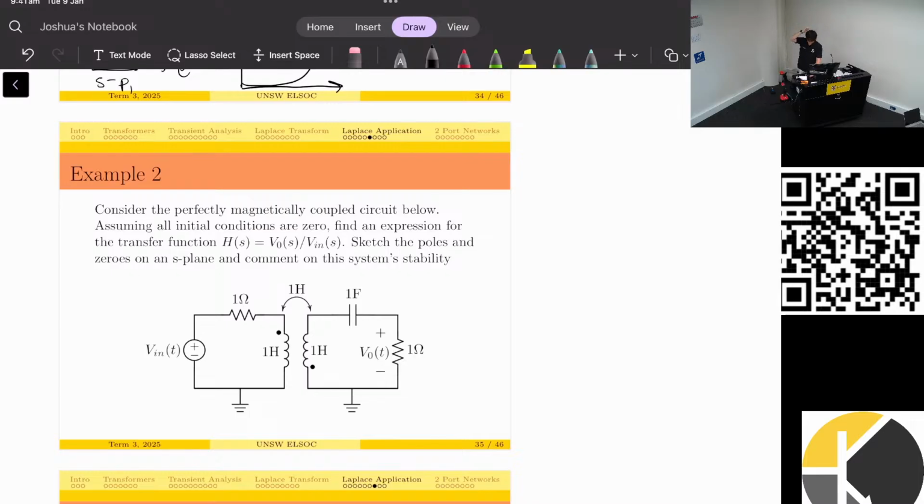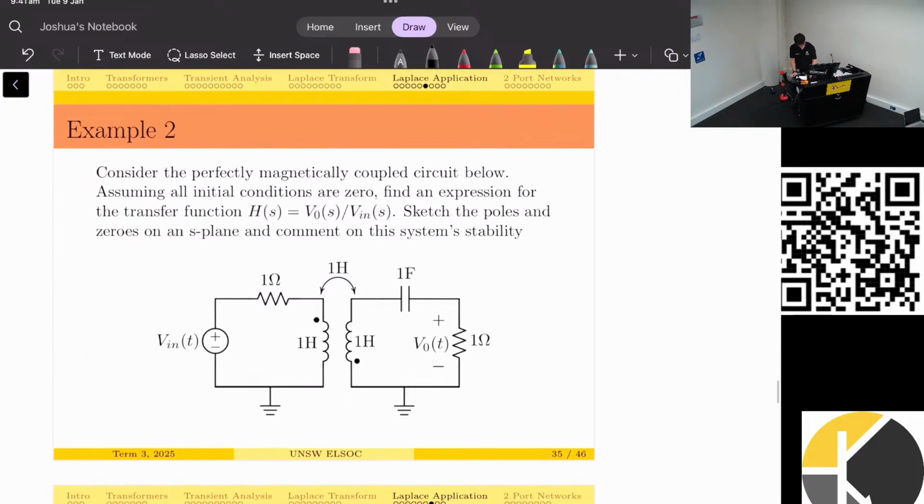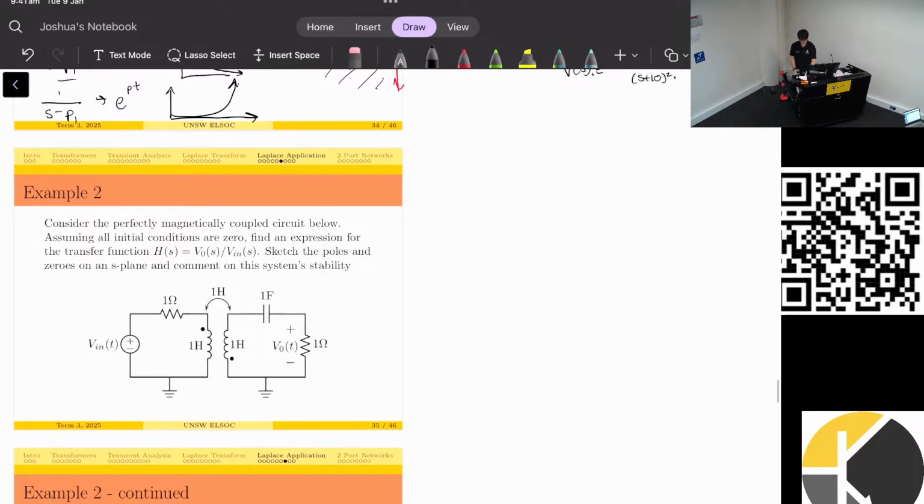Great. All right, so fun question. This is looking back at magnetically coupled circuits from your midterm and combining that with Laplace transform and poles and zeros. So consider the perfectly magnetically coupled circuit below. Assuming all initial conditions are 0, find an expression for the transfer function and then sketch the poles and zeros on an S-plane and comment on the stability. Okay.